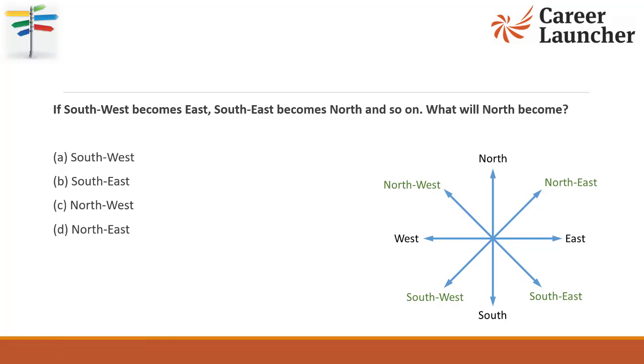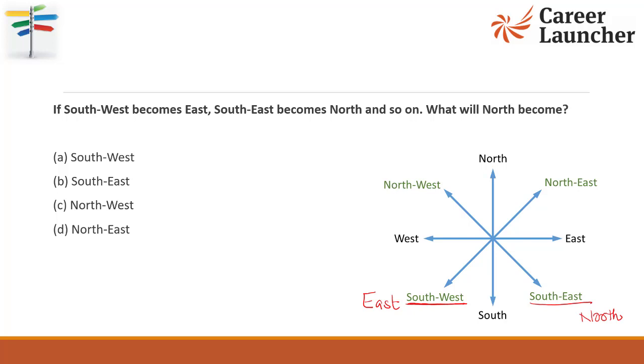If southwest becomes east and southeast becomes north and so on, what will north become? We know this is the usual direction concept that is being followed. Now it is saying southwest becomes east, so our earlier southwest is the new east, and southeast becomes north, so this becomes north. They are asking, if we follow the same pattern, what will north become?